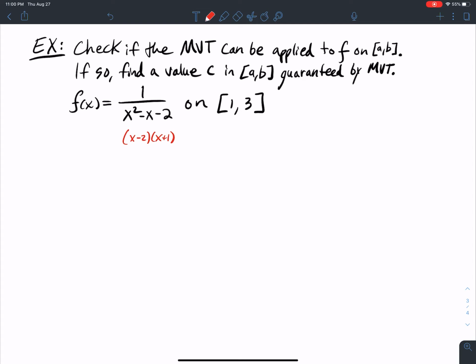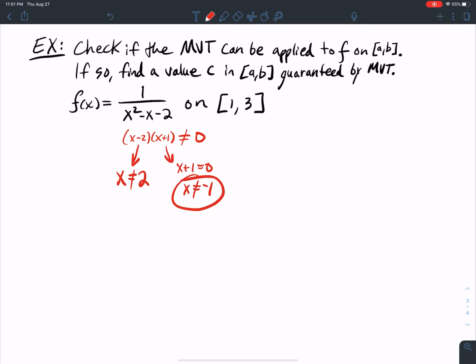So what does this mean? What do I know about rational functions? A rational function is only defined where the denominator does not equal 0. So as long as this isn't equal to 0, we're okay. Does this equal 0 anywhere? Absolutely it does. If x equals 2, that's bad. That's going to give us dividing by 0. But also, if x plus 1 equals 0, x equals negative 1 is also bad. So negative 1 and 2 are numbers that are not in the domain.